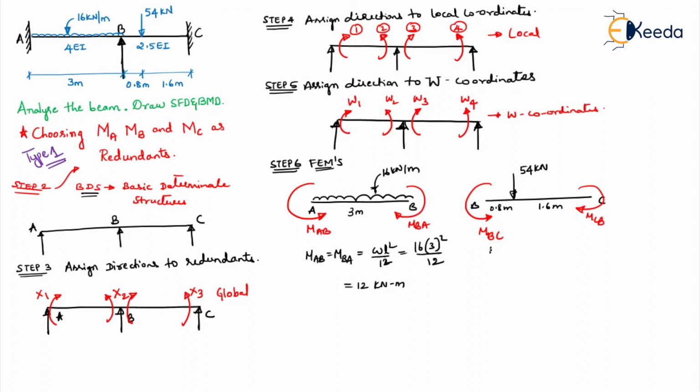Right, coming here, what is MBC? That will be W A B square by L square. That's 54 into 0.8 into 1.6 whole square by 2.4 whole square. So this will come up to 19.2 kilonewton meter. Similarly, MCB will be W A square B by L square. So this will come up to 9.6 kilonewton meter.